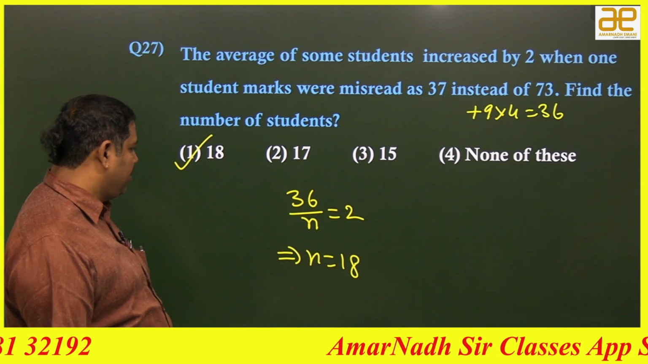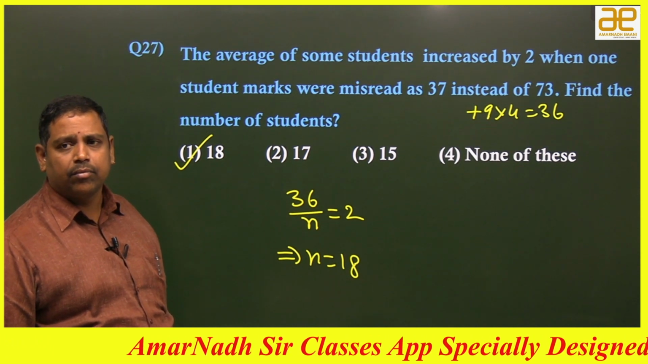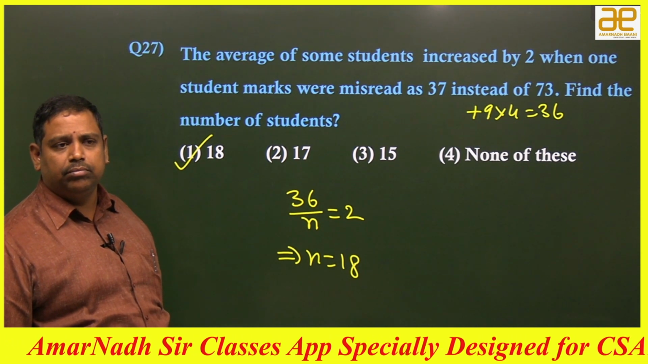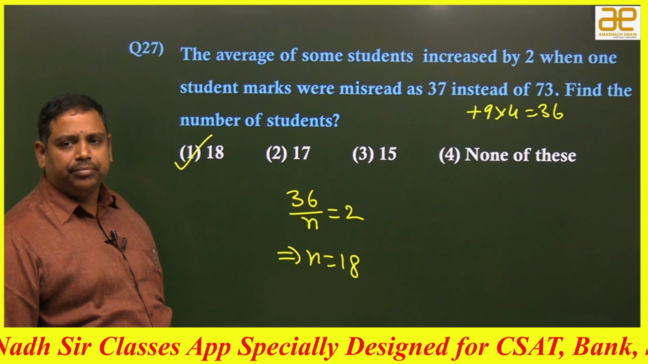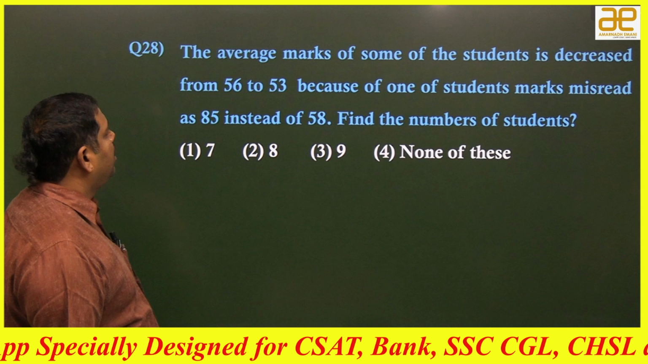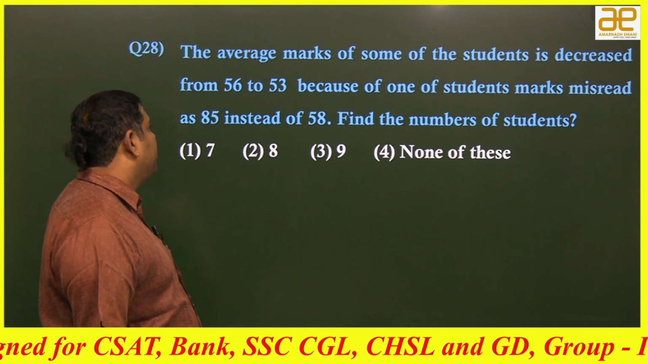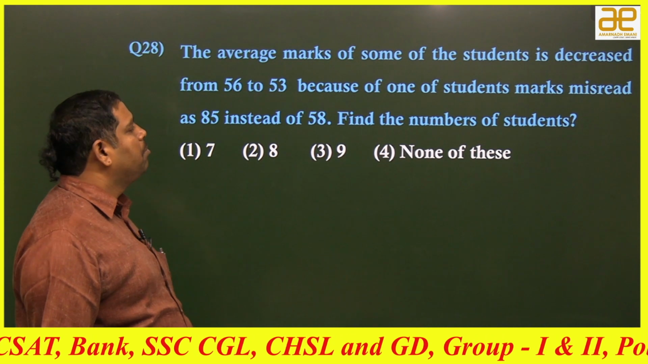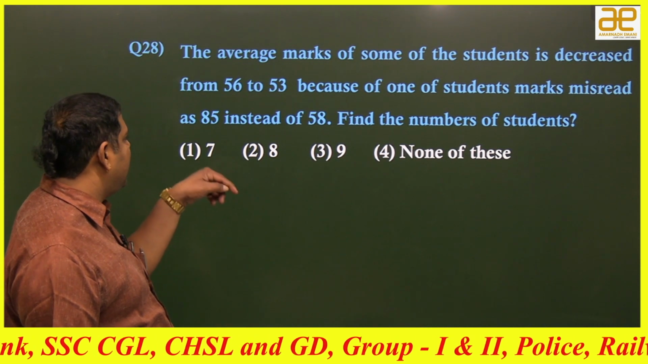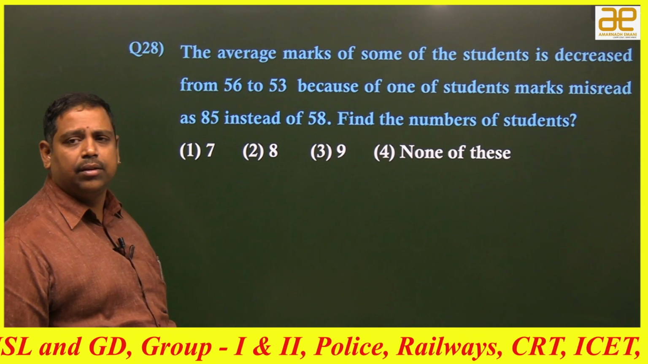Right, now the next beautiful one. The average marks of some of the students decreased from 56 to 53 because of one student's marks misread as 85 instead of 58. Find the number of students.